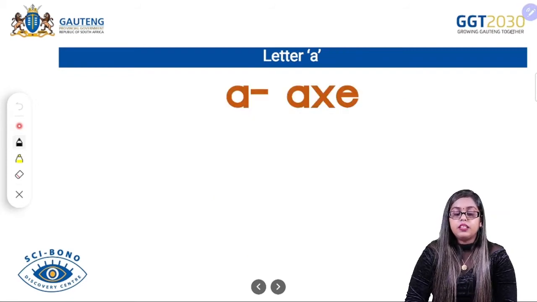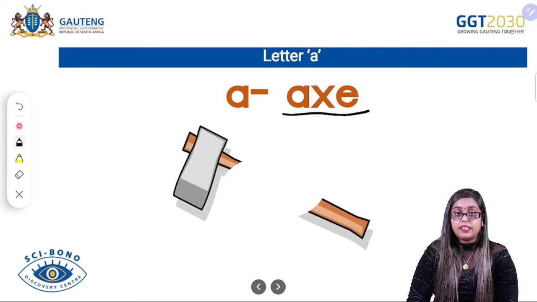Our next word is going to be axe. Do you remember what I said an axe is used for? Good. It's used for chopping wood. So let's spell the word. A, x, e. Axe. A, x, e. Well done.